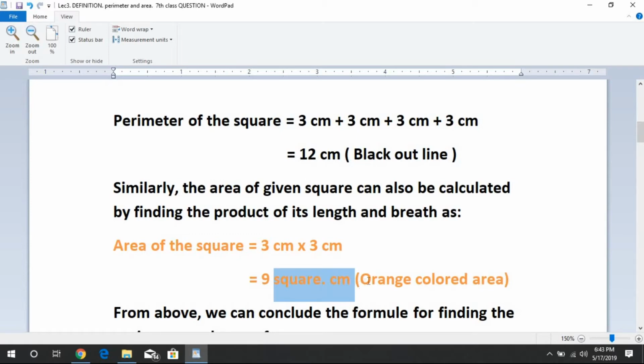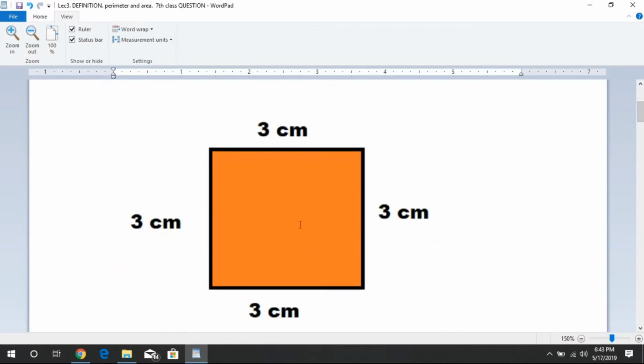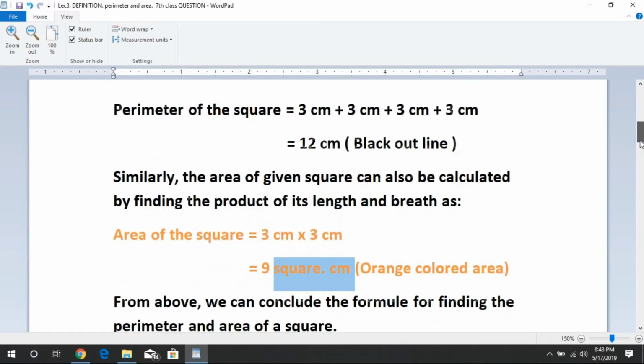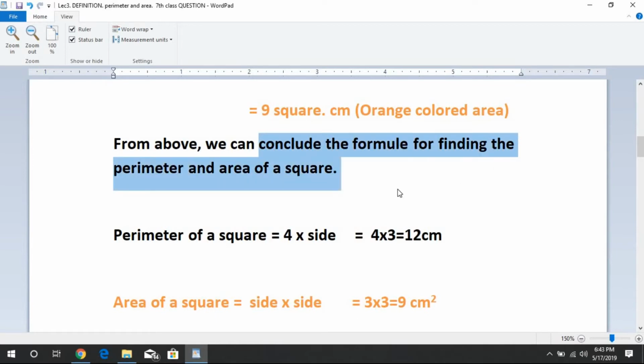This is the orange color area as shown in the diagram. This orange color region is called the area of a square. From the above discussion, we conclude the formulae for finding the area and perimeter of a square.